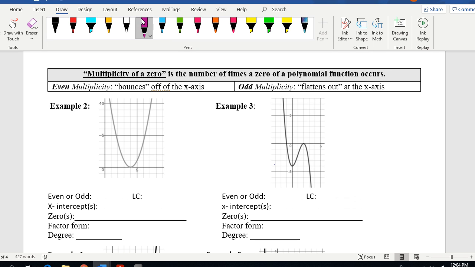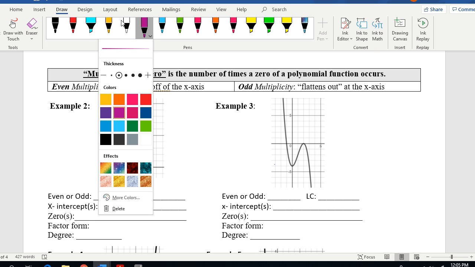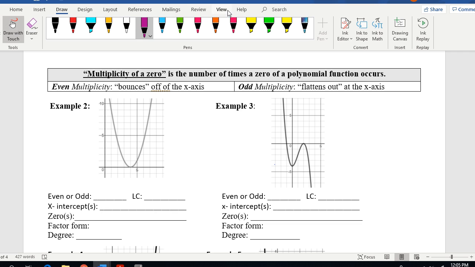All right, so now that we know the difference between an even or odd function, and we know how to find whether the leading coefficient is going to be positive or negative, we're going to add one more thing, and this is called the multiplicity of a zero. Pretty much that means a solution is happening more than once. So again, the number of times a zero of a polynomial function occurs.